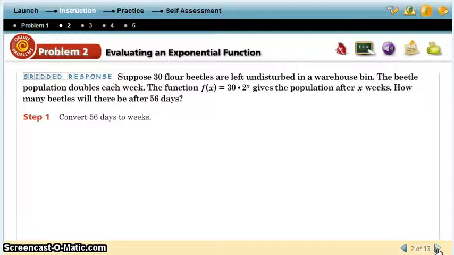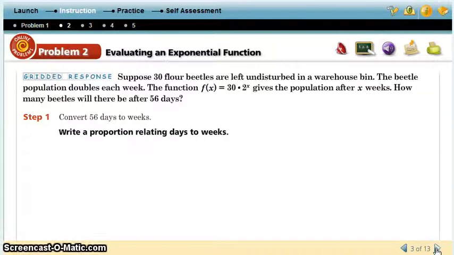Step 1. Convert 56 days to weeks. This is extremely important, and you need to pay attention to this when solving any type of word problem. Look to see what the units are for your independent variable x, and then you need to look at what they've given you. And since our units do not match, one's in weeks and what we've been given is days, you have to convert that. So always be very careful with word problems.